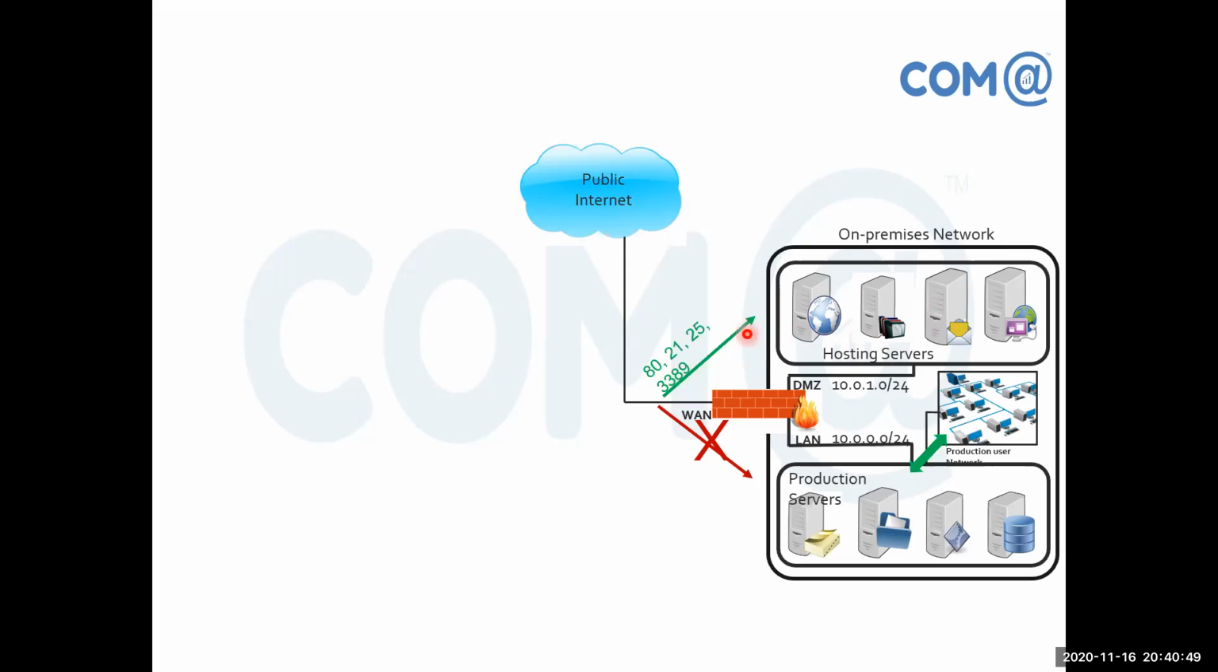To publish my mail server I'll have a port 25 allowed inbound. So these traffics will be allowed inbound between the WAN network to the DMZ, so that these servers can be accessed from the public internet. So this is a traditional on-premises infrastructure.